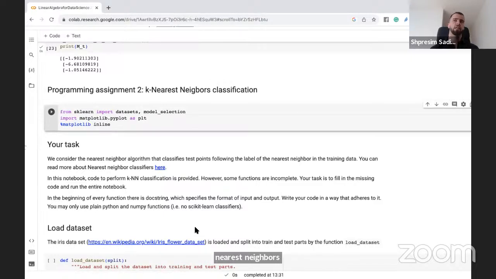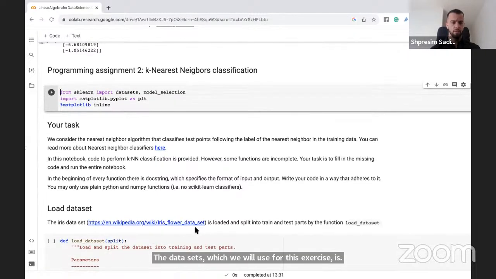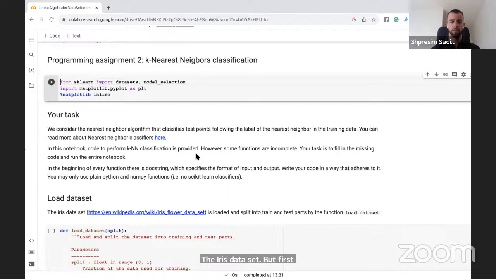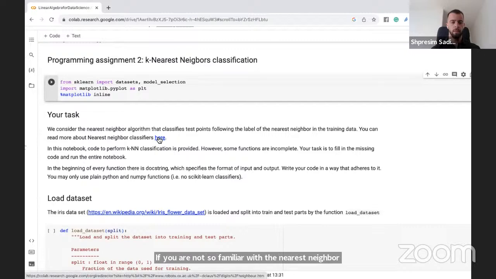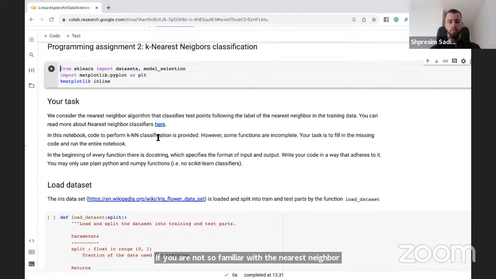Which elements from the lecture we will use in this exercise is mostly the distance matrix. So the norms: we want to find the distance from one point to all the other neighboring points. The data set which we will use for this exercise is the iris data set. But first, if you are not so familiar with the nearest neighbor classifier, you can read more here. Some of the functions in this notebook are incomplete. We will work with them now.